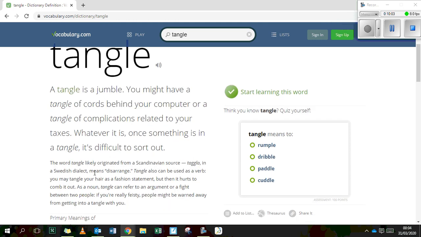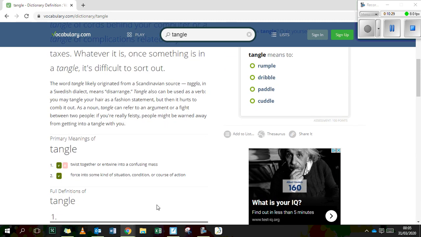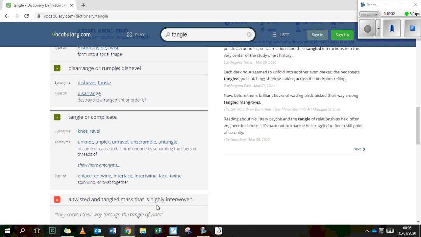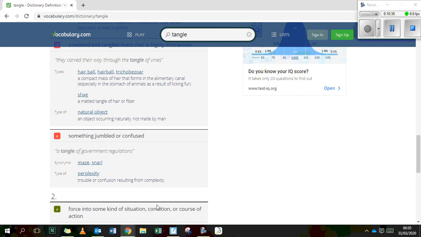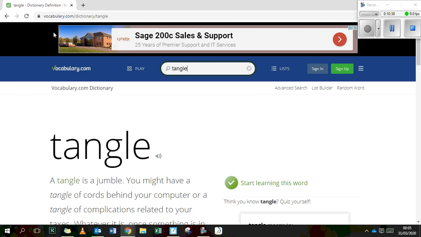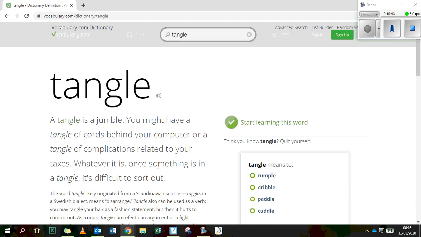So the word tangle is likely to have originated from a Scandinavian source. Tagla in Swedish dialect means disarrange. Tangle can also be used as a verb. You may tangle your hair as a fashion statement, but then it hurts to comb it out. As a noun, tangle can refer to an argument or a fight between two people. If you're really feisty, people might be warned away from getting into a tangle with you. Loads of interesting facts there and more definitions about the word tangle. So it's a great website to use, vocabulary.com/dictionary, and you can put your word into there and get loads of information about it.